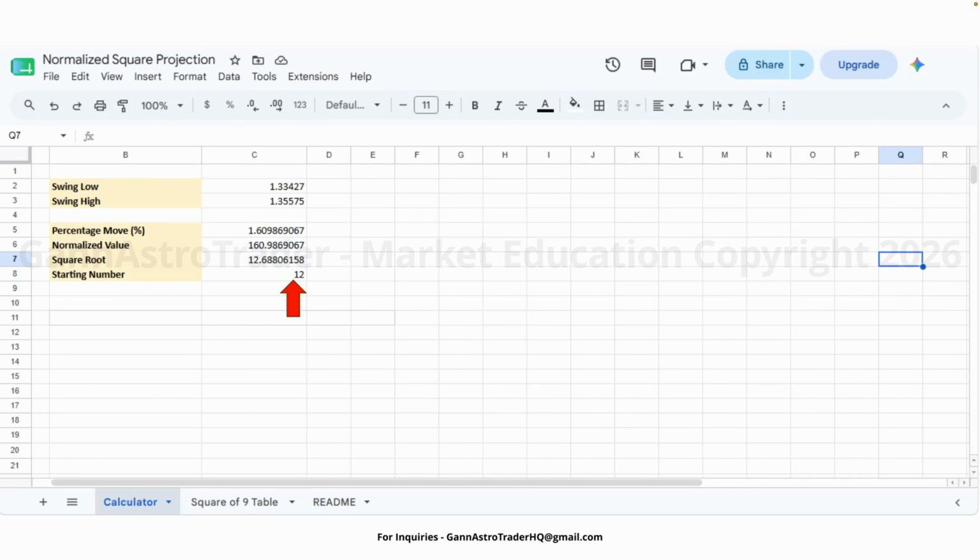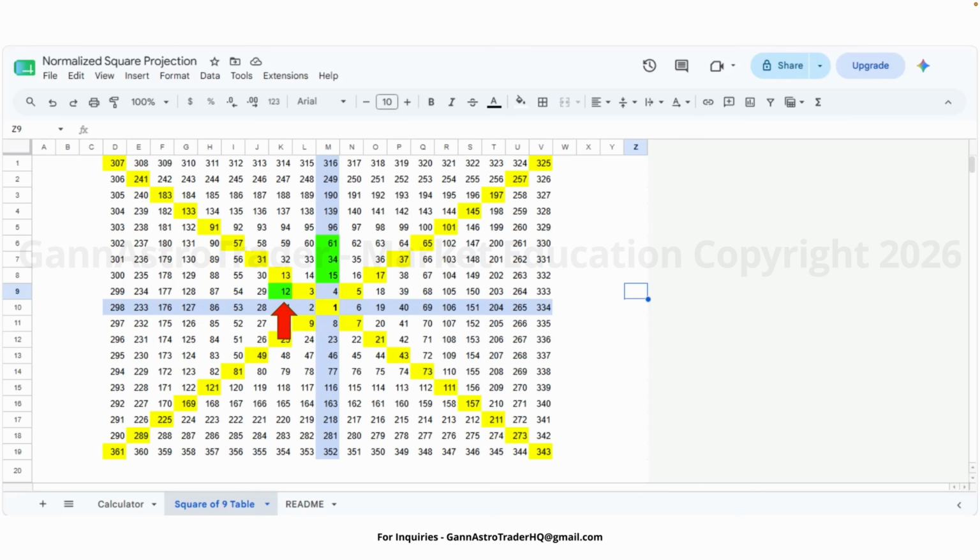Now we move over to the square of 9 table. Since our starting number is 12, we first locate 12 on the square. Once we've found it, we immediately focus on the horizontal row passing through that number. This highlighted row becomes our harmonic pathway. Once we've located our starting number on the square of 9, the next step is selecting the projection path.